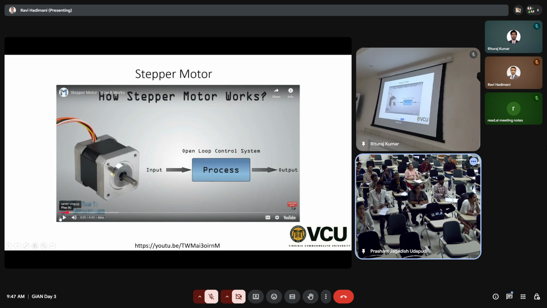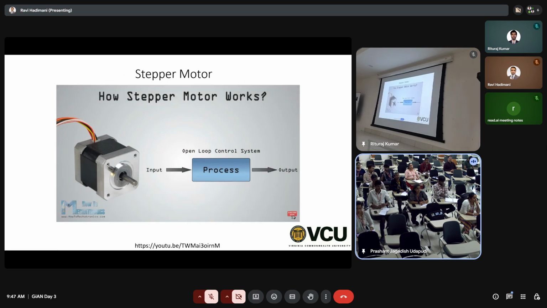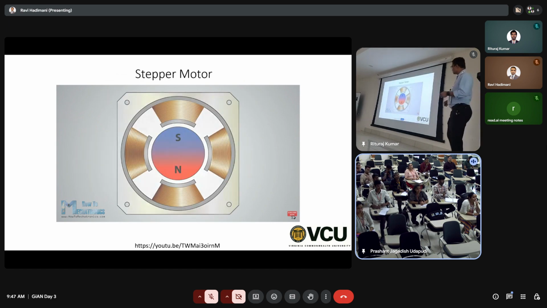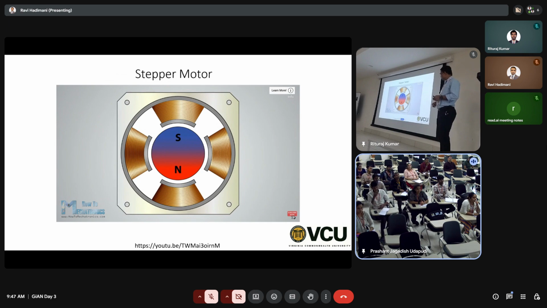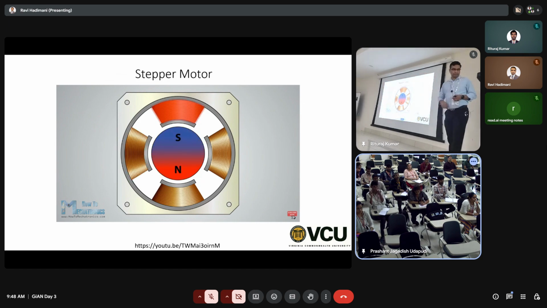It rotates in steps. This is very useful because it can be precisely positioned without any feedback sensor, which represents an open loop controller. The stepper motor consists of a rotor that is generally a permanent magnet, surrounded by the windings of the stator. As we activate the windings step by step in a particular order and let current flow through them, they will magnetize the stator and make electromagnets.